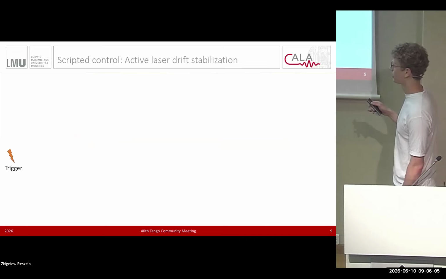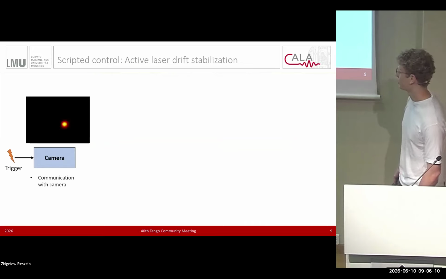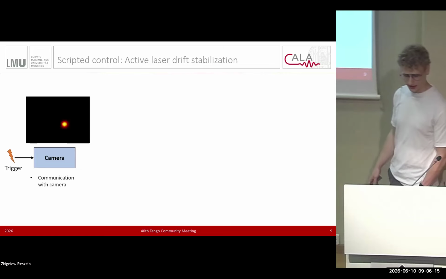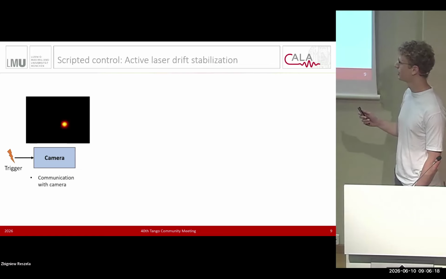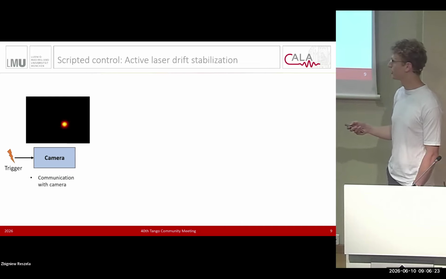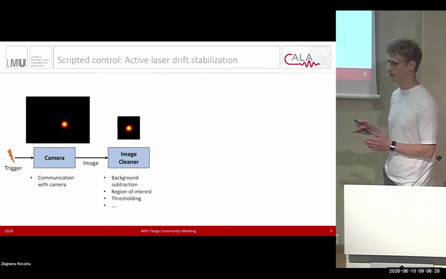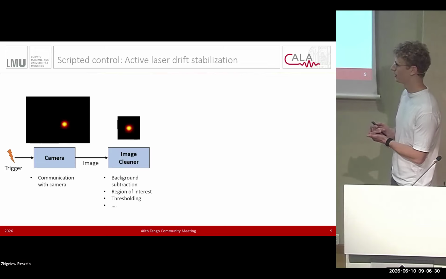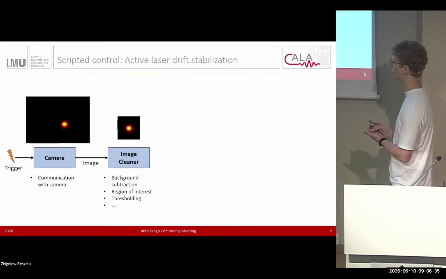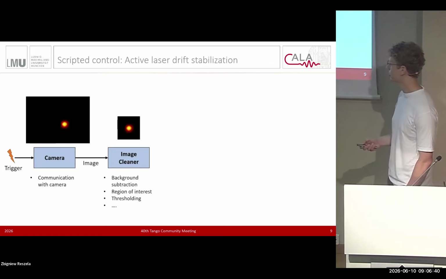Now, how this is structured in Tango. Every time we have a pulse, we have a trigger, and this trigger is sent to the first Tango device, which is our camera. It is only there to communicate with the camera to take the picture, and the picture is then given to the next Tango device, the image cleaner, where we do background subtraction and other steps to make the position calculation more reliable. There are also multiple other things, like thresholding.